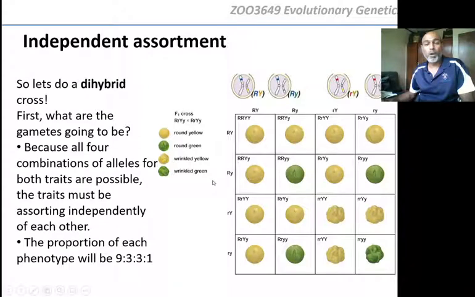So what are the proportions? 9, 3, 3, 1. 9 is what? We've got round yellow. How many round yellows do we have? 1, 2, 3, 4, 5, 6, 7, 8, 9. So that's the 9. How many round greens do we have? 1, 2, 3 round greens. That's the 3. How many wrinkled yellows do we have? 1, 2, 3. That's the other 3. And how many wrinkled greens do we have? Just the 1, and that's the 1 there. Okay, so you see how you get that 9 to 3 to 3 to 1 ratio.